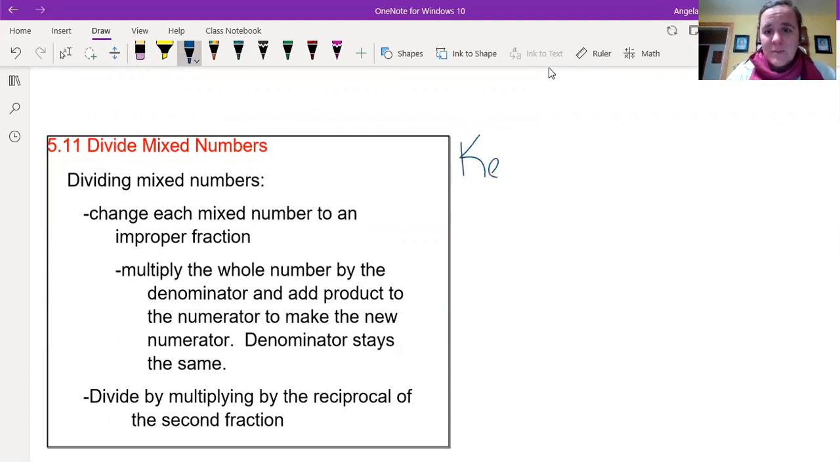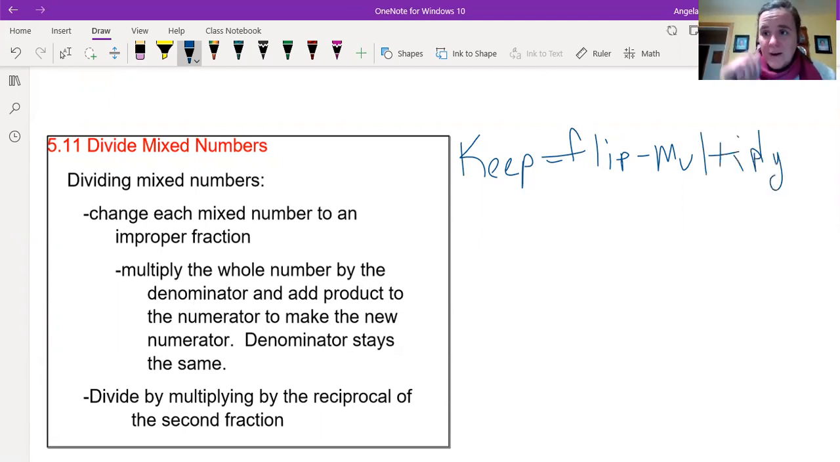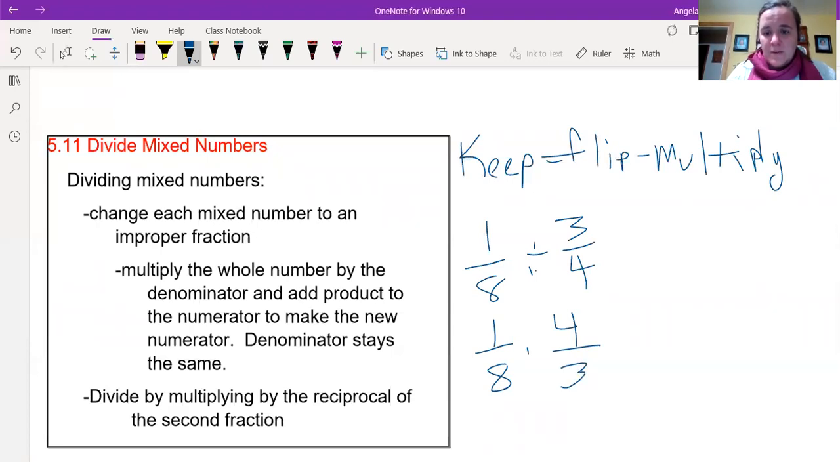Let's try this again. So we talked about keep, flip, multiply, because in order to divide by a fraction, you need to multiply by the reciprocal. So if we had 1/8 divided by 3/4, you're going to keep, you're going to flip, and you're going to multiply because you're multiplying by the reciprocal, which is dividing.